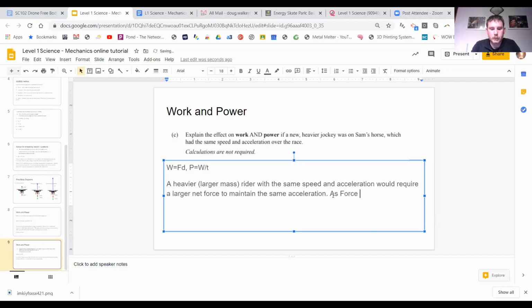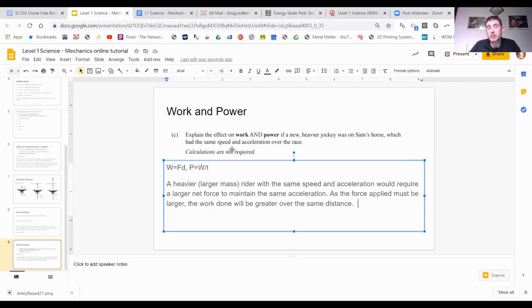For a larger net force, they must be providing a larger forwards force. So as the force applied must be larger, the work done will be greater over the same distance. So the W value, using our equation here to support my answer, the work done value will be bigger.